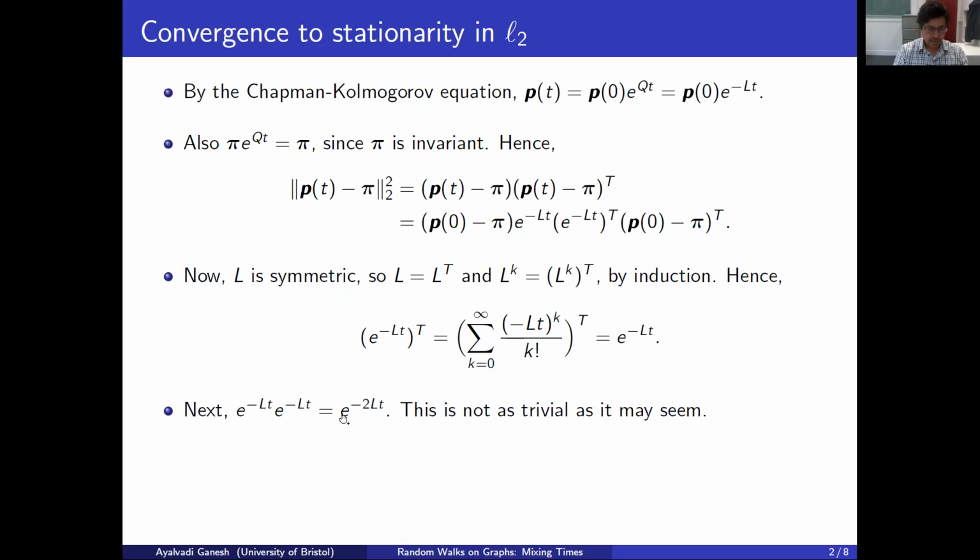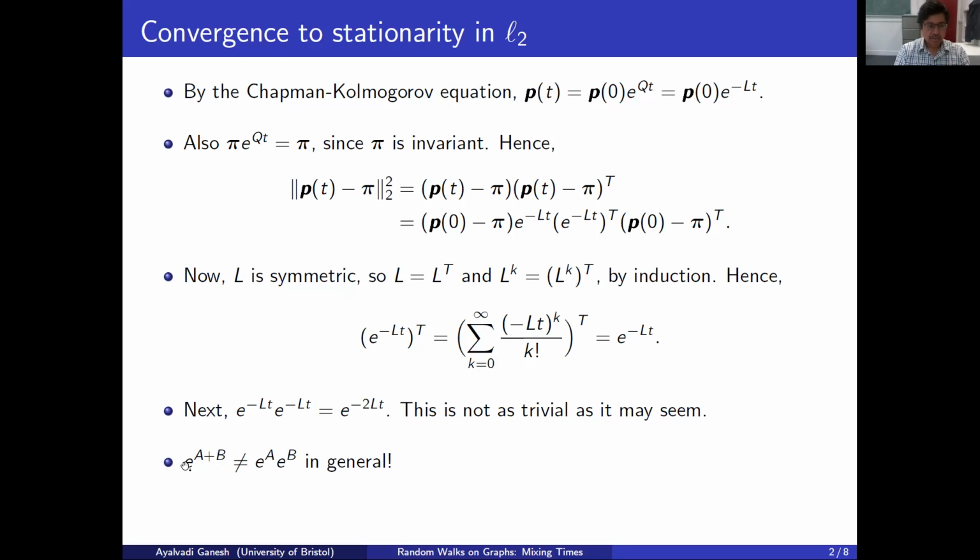Your first response might be that this is totally obvious, but I want to warn you that it's not quite as obvious as it seems. For matrices, e to the A plus B is not the same as e to the A times e to the B in general. If you take the Taylor expansion of both sides, you can check that in general they are not the same, and I'll leave you to do that. It's a useful exercise.